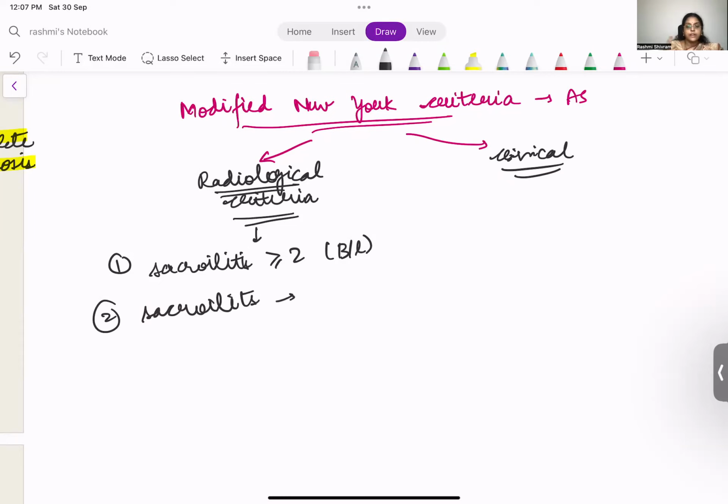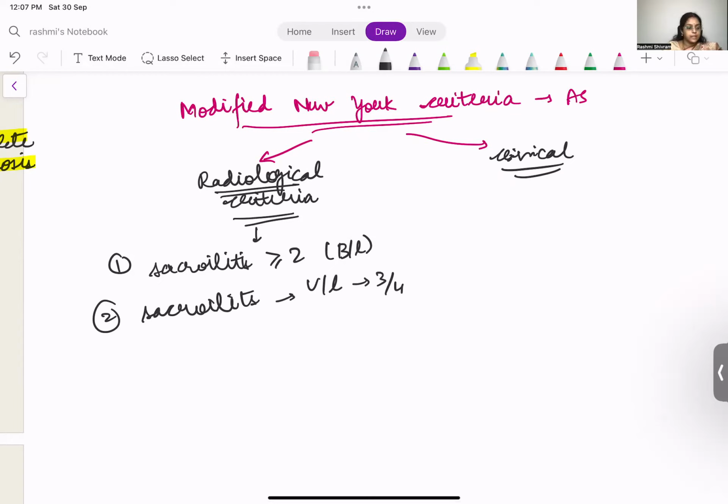But unilaterally it can be grade 3 or grade 4. Okay, so one side sacroiliac joint is normal, but on the other side you find that it is grade 4, complete ankylosis of that joint is there. Then it still can mean that the patient is having ankylosing spondylitis. So unilaterally it can be grade 3 or grade 4.